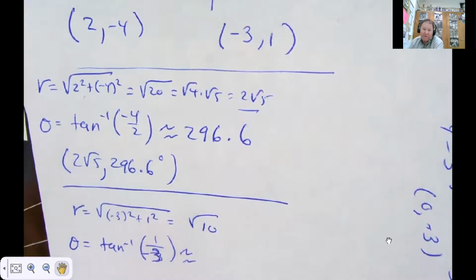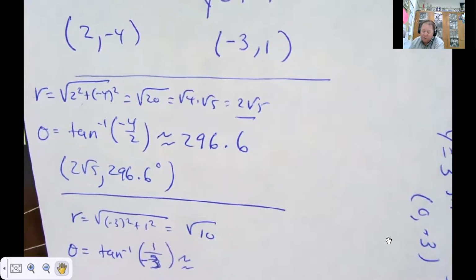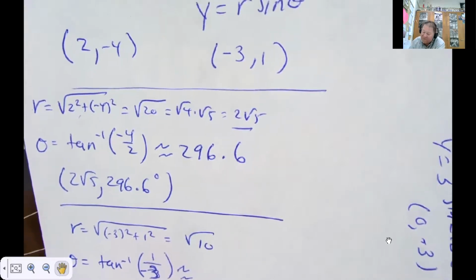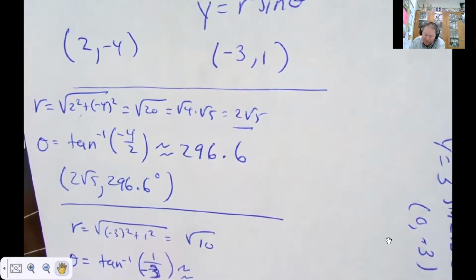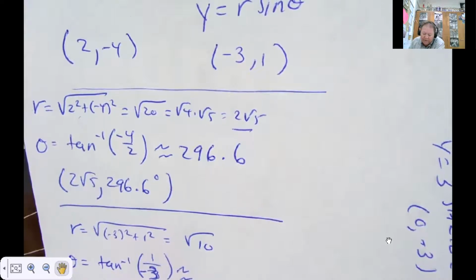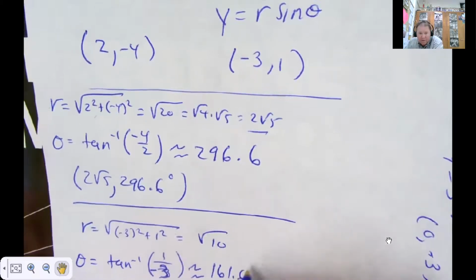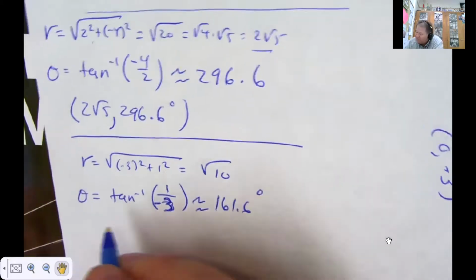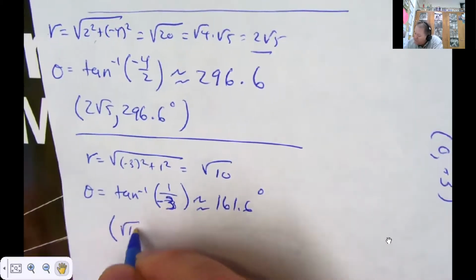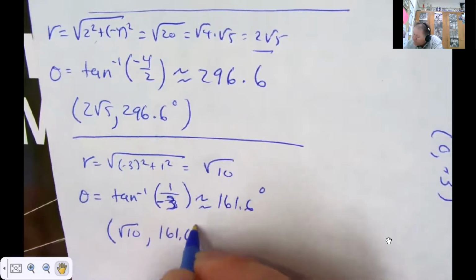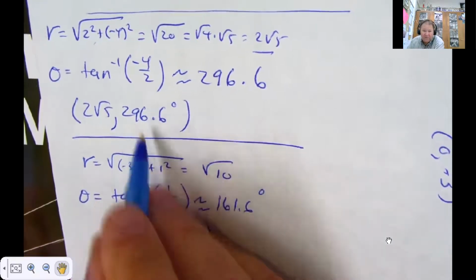I needed my calculator. I needed it as a tool, but I need to have some smarts about trig to know that it gave me the principal value and I didn't want the one that wasn't the principal value. So I have to add 180. And I'm getting about 161.6 degrees. And again, they must be listed as an ordered pair. So this would be root 10, comma, 161.6 degrees. And of course, these could be in radians too, right?